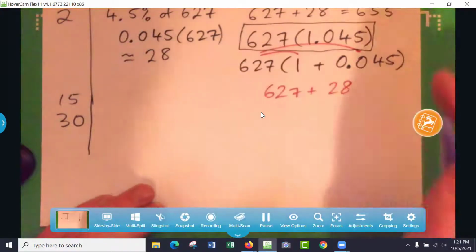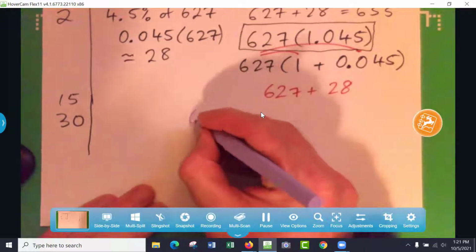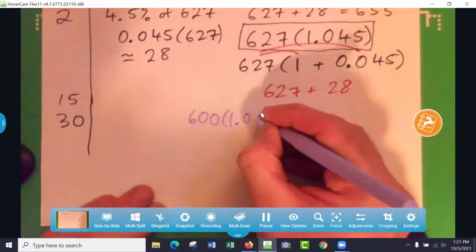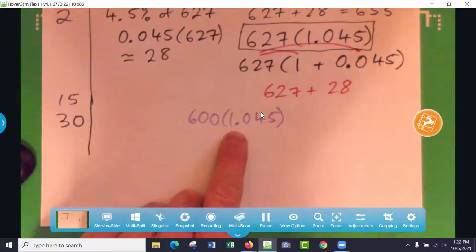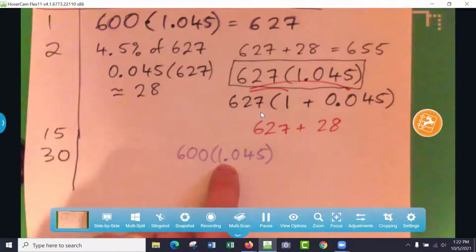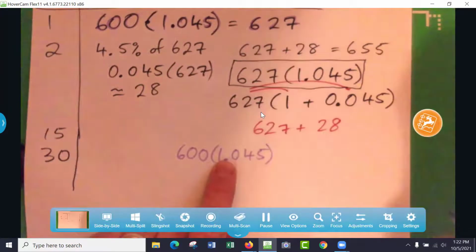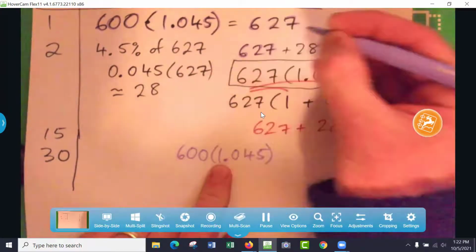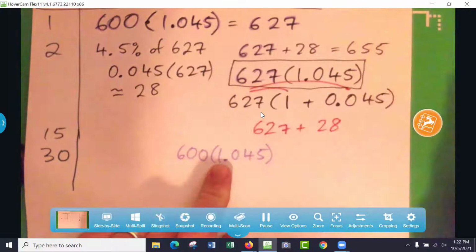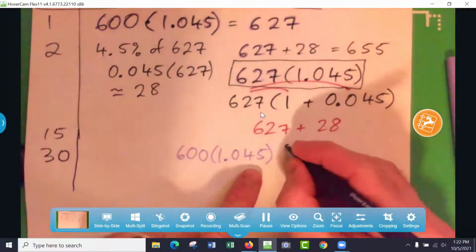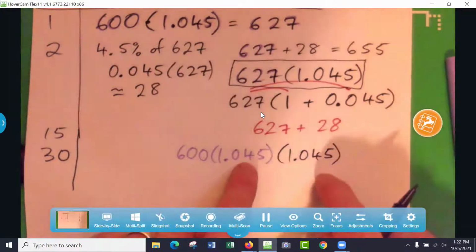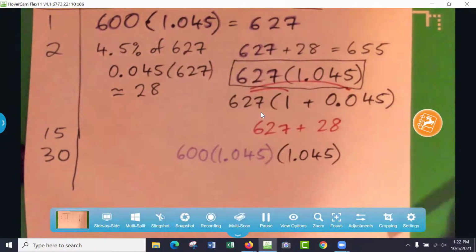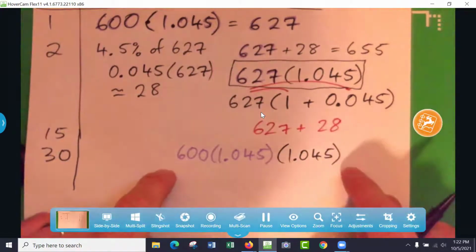So if I look at this, 600 times 1.045 is going to give me what? From the first year, yeah, it's going to give me 627. But to get to the next year, I just need to multiply by 1.045 again. Now, that's the key. If you understand this, all these problems will make sense if you can just understand this one line. This explains everything.